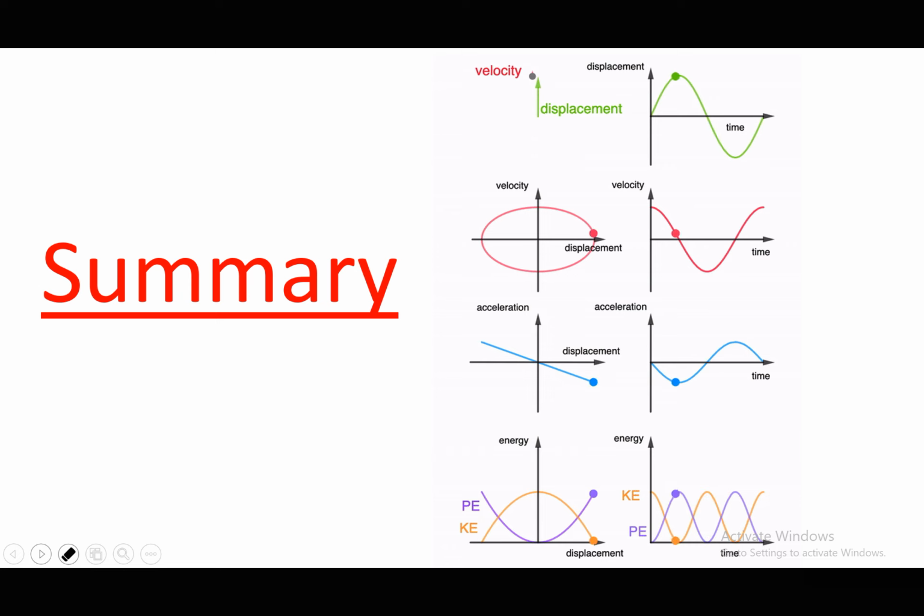Then a graph of acceleration against displacement was a straight line through the origin. And you should be able to sketch a graph of acceleration against time. This is just for one complete cycle. You should be able to sketch a graph of energy against displacement for potential and for kinetic, and even for one complete cycle as demonstrated down here. So that is the summary of all the graphs we need to know for energy against time, energy against displacement, acceleration against displacement, acceleration against time, velocity against time, and displacement against time.